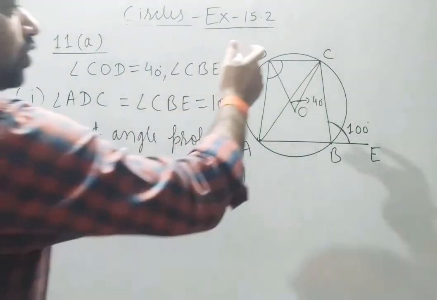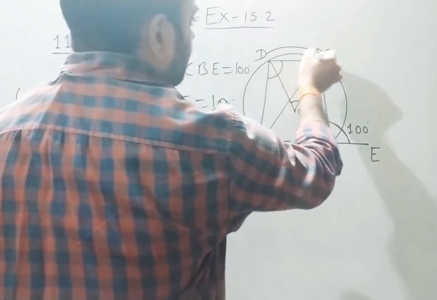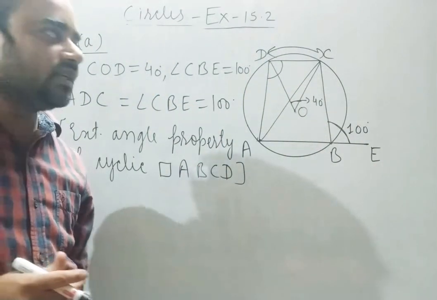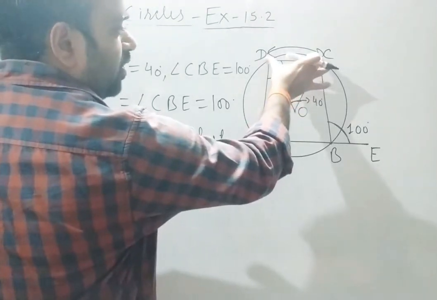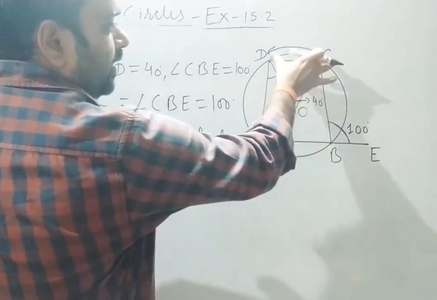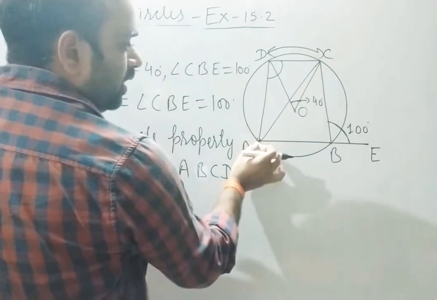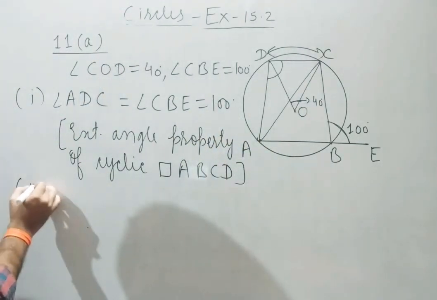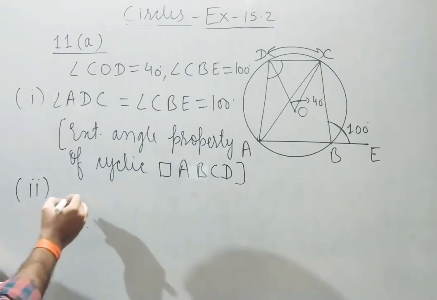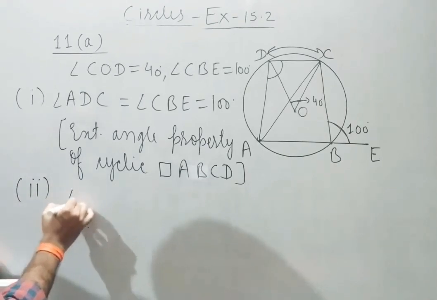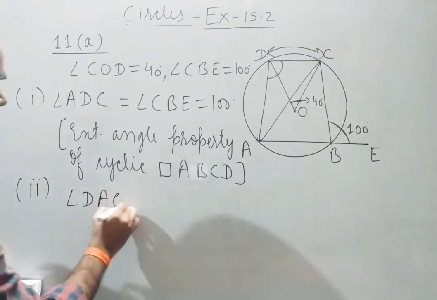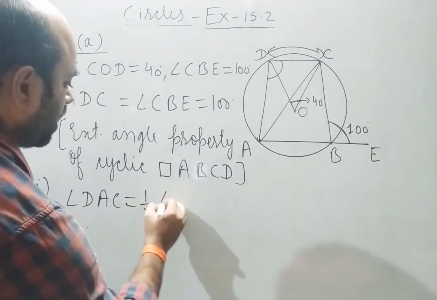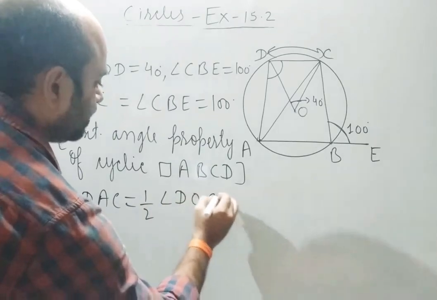See, from DC we can find two angles, one at the circumference and one at the center. C and D points are joined to O. C and D points are joined to A using straight lines. It means for the second part we can write angle DAC is equal to half of angle DOC.